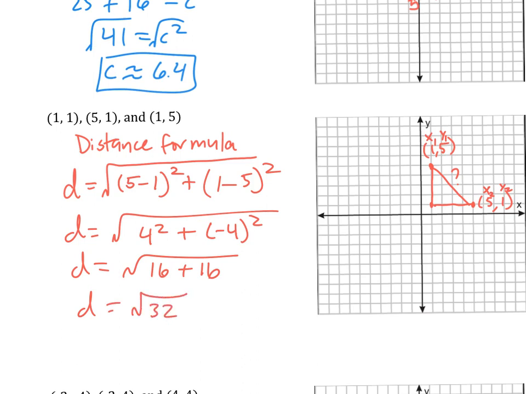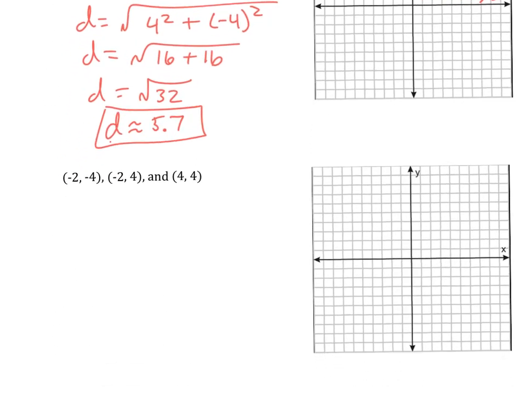We'll add those together, and we can find that the square root of 32 is equal to 5.7 if we round. So d is approximately equal to 5.7. And that will be the length of the hypotenuse of our right triangle there. So that's using the distance formula. All right, let's look at one more example.